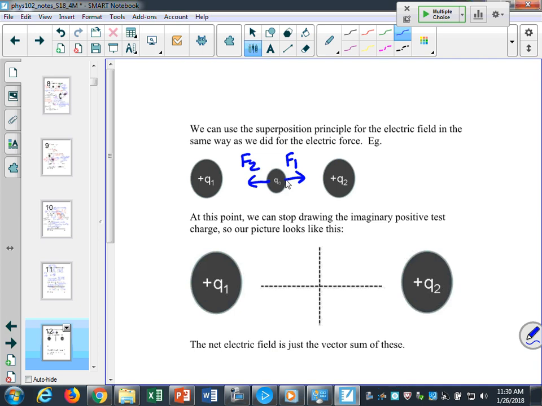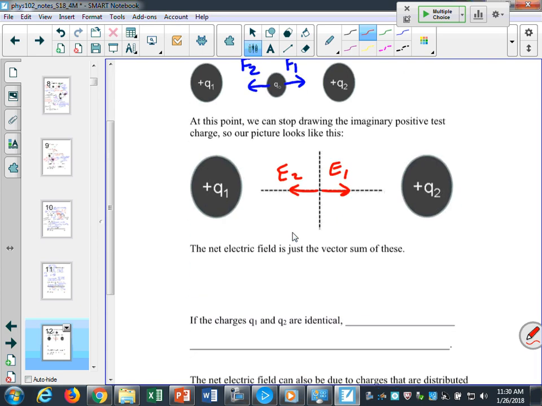But if we wanted to imagine what is the electric field, we can take away that positive test charge because it doesn't really affect the electric field, and my electric fields are going to be exactly the same: E2 in that direction and E1 in that direction. We're moving into a direction where we're going to do exactly the same thing as we did for Coulomb's law, where we calculate the magnitude of the electric field, that's the kQ over r squared bit that we did, then figure out the directions of the electric field, and then do a vector sum of the vectors to find the net electric field. So here it's easy because it's all along one line.